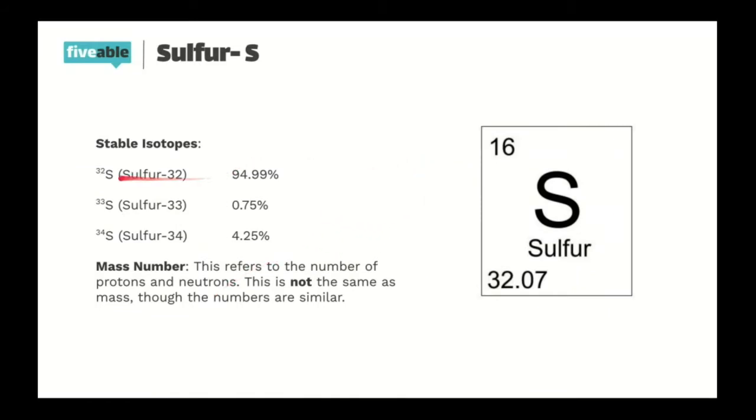meaning that if I were to subtract the number of protons from this number up top here, I could get the number of neutrons. So 32 minus 16 would be 16. So sulfur 32 has 16 neutrons. 33 minus 16 would be 17. So sulfur 33 has 17 neutrons. And 34 minus 16 would be 18. So sulfur 34 has 18 neutrons.